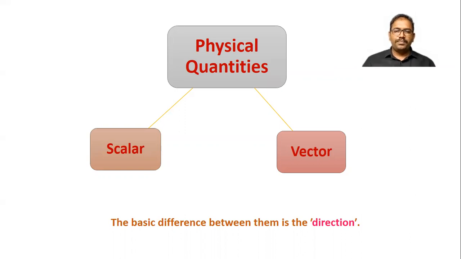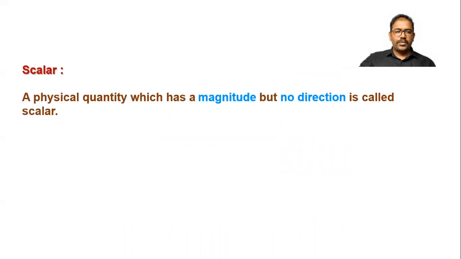In this chapter, we have to learn vector addition, subtraction, multiplication. As these three topics are over, this chapter is over. Now let me start this chapter. First thing, what is scalar? A physical quantity which has a magnitude but no direction, which has a magnitude but no direction, is called scalars or scalar quantity.